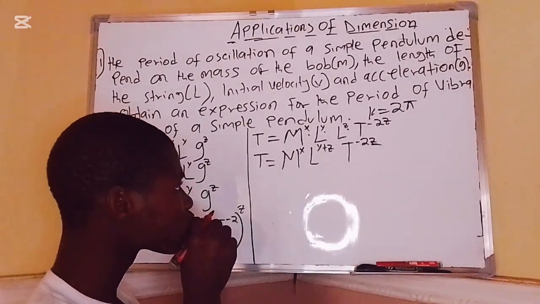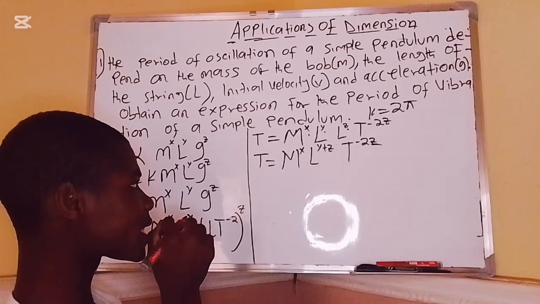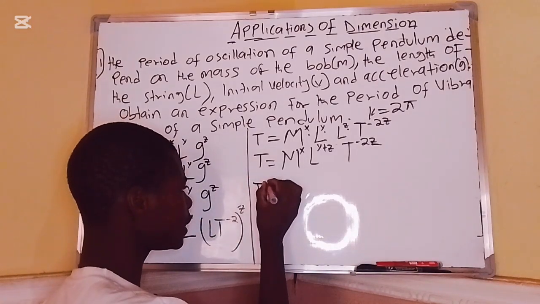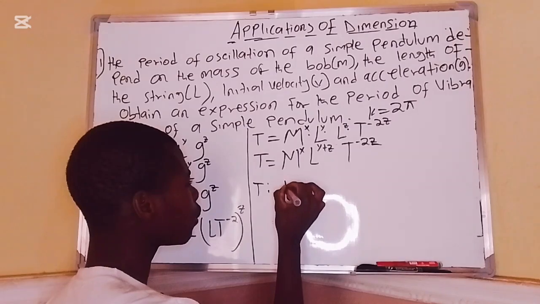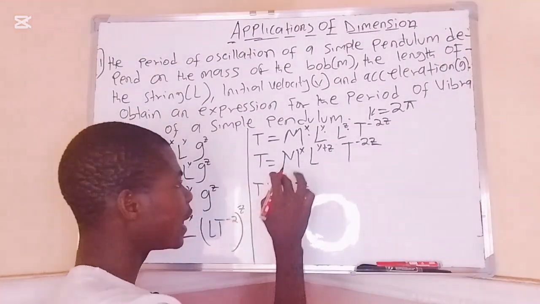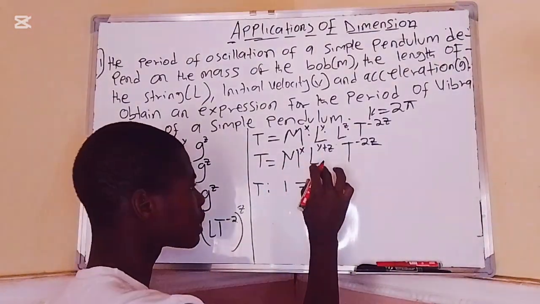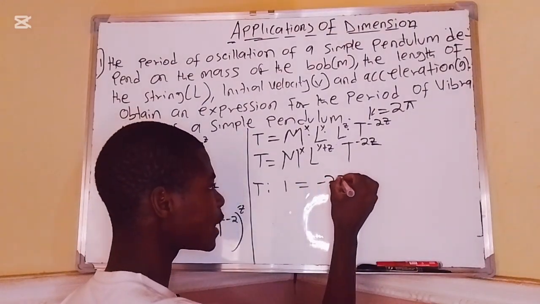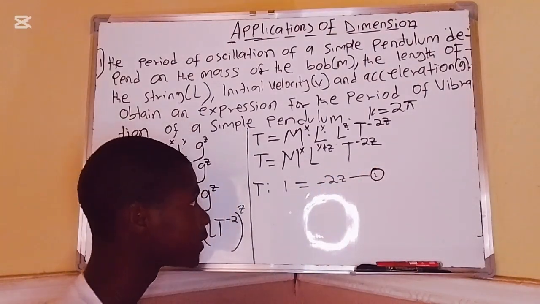So therefore, the next thing I'm going to do is start with t. For t, I have the value of 1, which is equal to, here I have t, the t which is minus 2z. Let's call this equation 1.